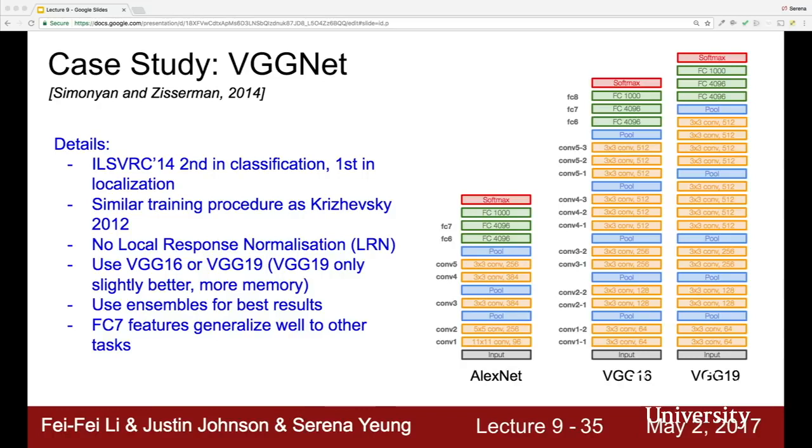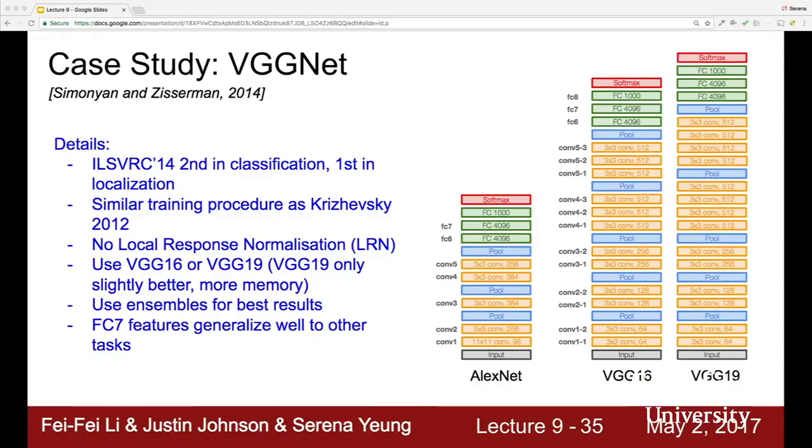Just like AlexNet, they did ensembling, averaging several models, to get better results. They also showed in their work that the FC7 feature, the last fully connected layer before going to the 1000 ImageNet classes, the 4096-size layer just before that, is a good feature representation that can even be used as is to extract features from other data and generalize well to other tasks. So FC7 is a good feature representation.